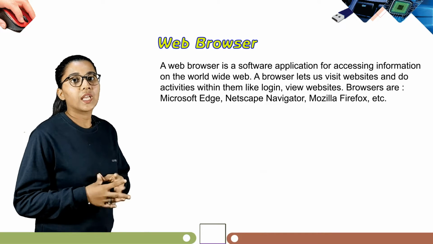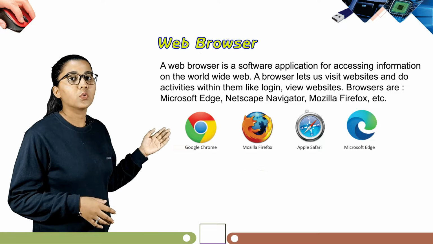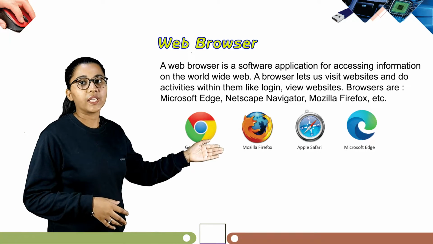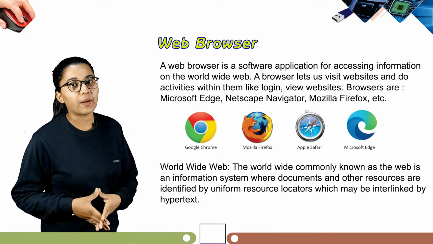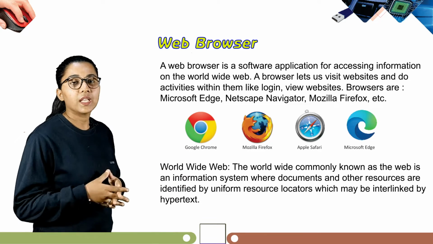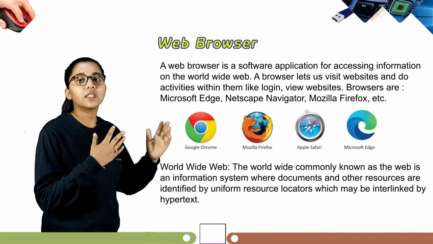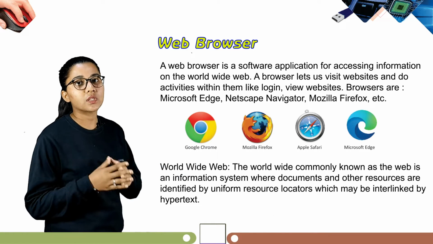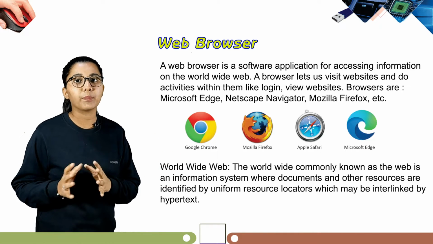So students, here you can see the pictures of some web browser. They are Google Chrome, Mozilla Firefox, Apple Safari and Microsoft Edge. World Wide Web. The worldwide community known as the web is an information system where documents and other resources are identified by uniform resources locator which may be interlinked by hypertext.